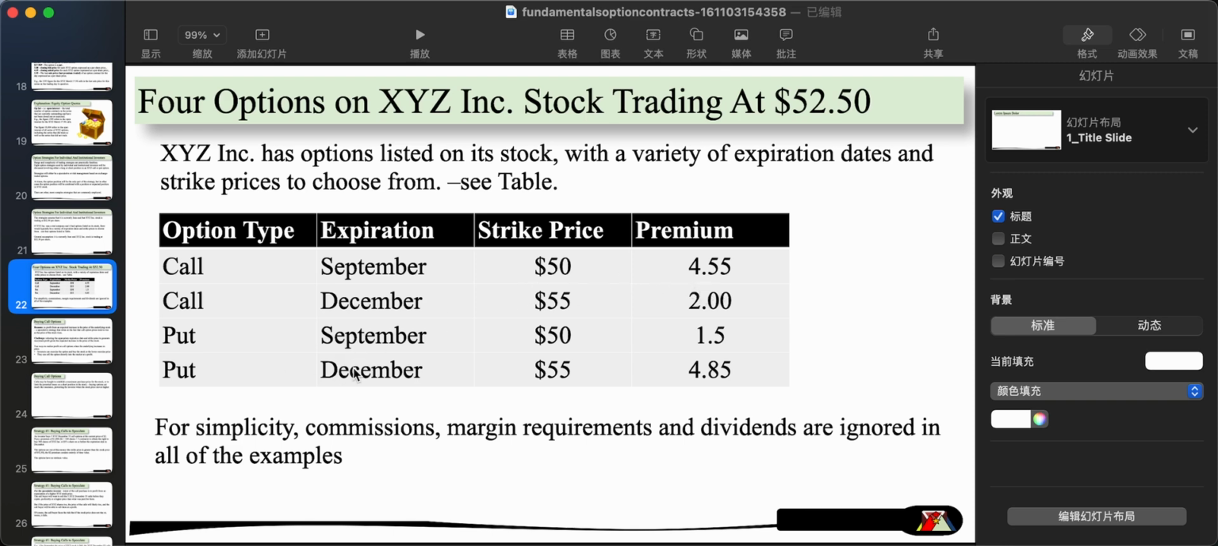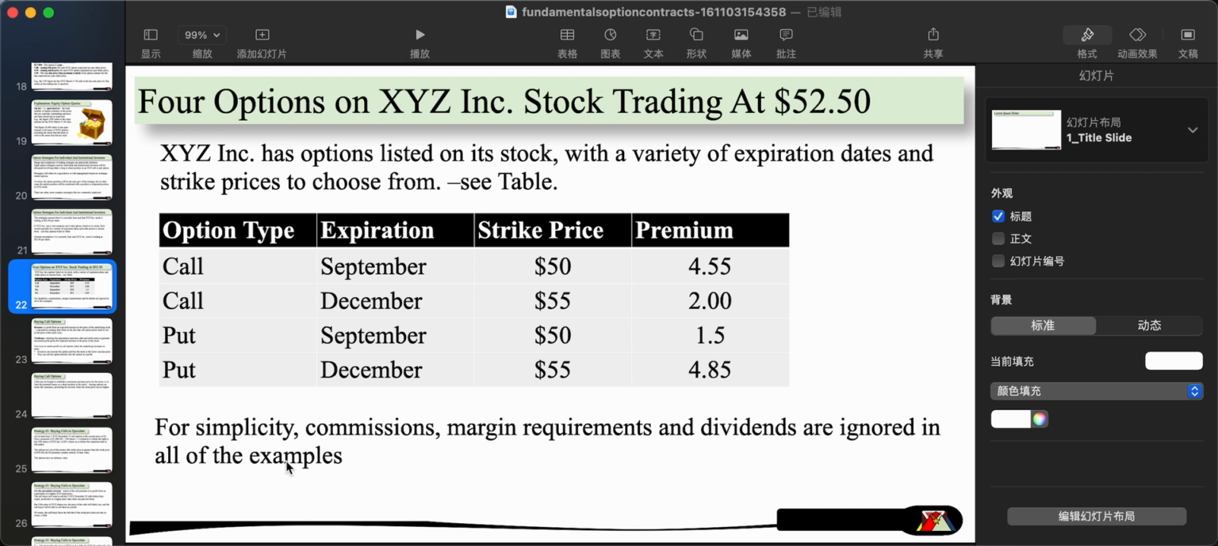And you see the September expiration put contract with a $50 strike price and $1.5 premium, and the December put contract with $55 as strike price and 4.85 premium.